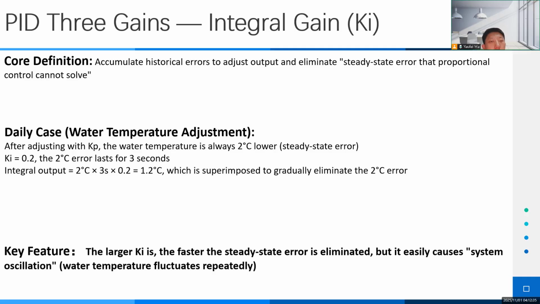A bigger KI fixes the steady state error faster, but it can make the system oscillate, like the water temperature going up and down repeatedly.